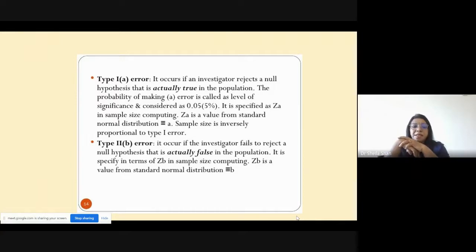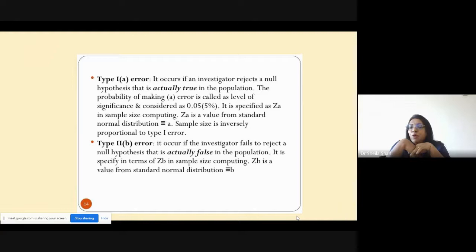The probability of making an error is called the level of significance. So you are 95% sure that your drug is better. It is specified as Zα in sample size computing. Zα is a value from the standard normal distribution. Sample size is inversely proportional to type 1 error. So the bigger the size of the error, the less likely you make a type 1 error, right?